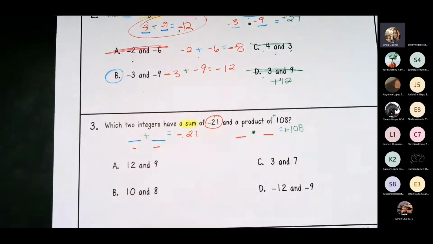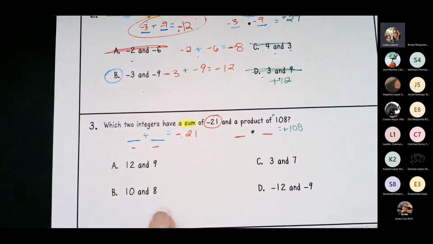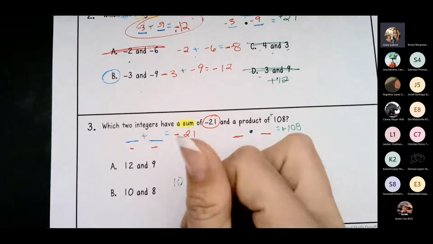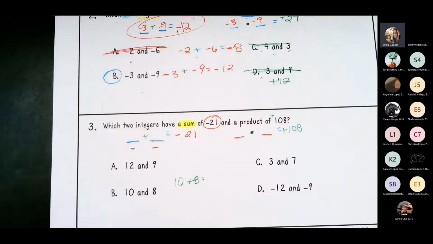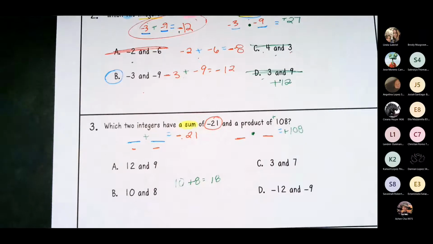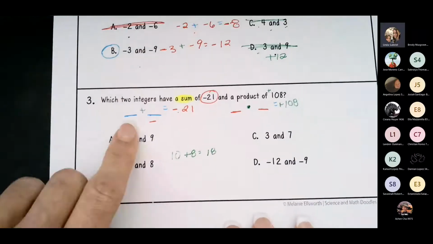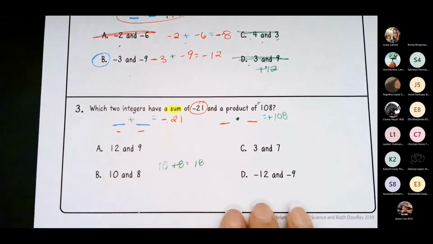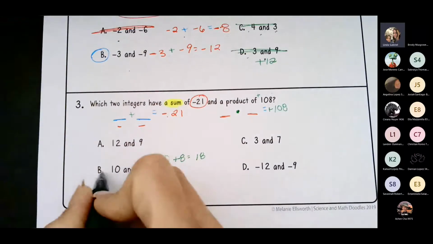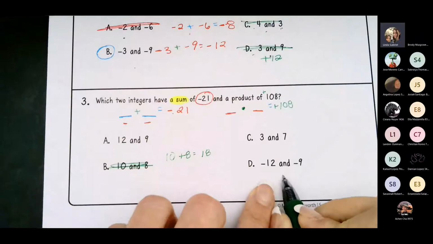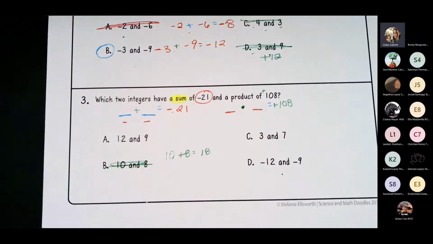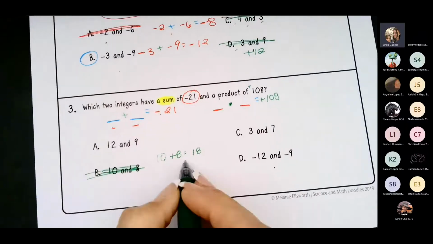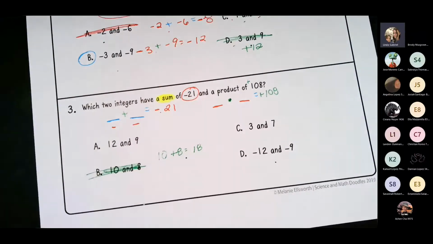All right, so if I add, we can start with B. If I add positive 10 and I add 8, that's going to give me a positive 18. But I need my sum to be negative 21, right? And I only have one answer that has two negative numbers. So let's try that next, because we know that 10 and 8 doesn't work, because it equals positive 18 when I add those together.